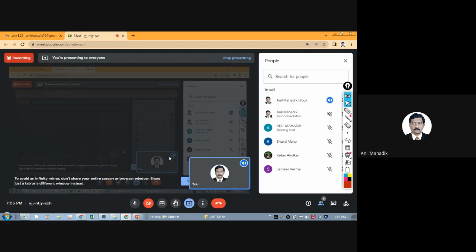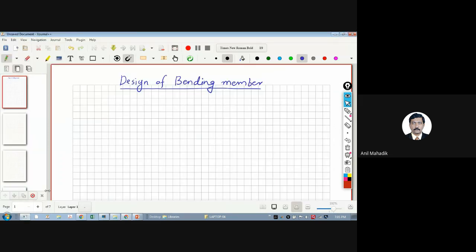Okay, so let's start today's session. Today we will learn the design of bending member. So what is bending member? Anybody knows what is bending member? That we are going to use the steel material. What is bending?